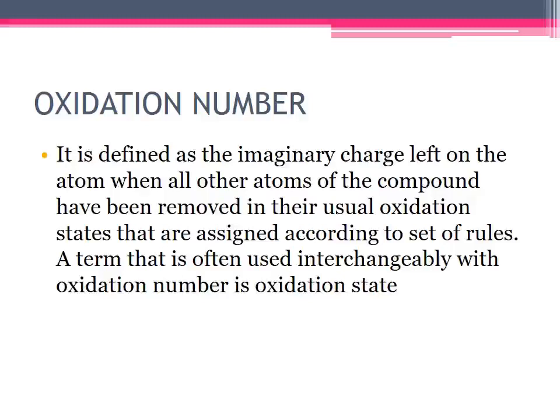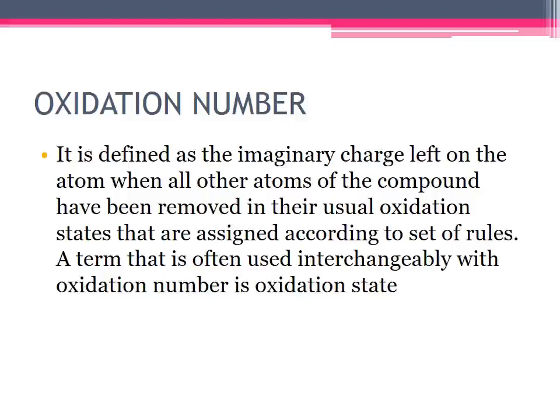Okay, what is oxidation number? It is defined as an imaginary charge left on the atom when all the other atoms of the compound have been removed, in the usual oxidation states that are assigned according to a set of rules.